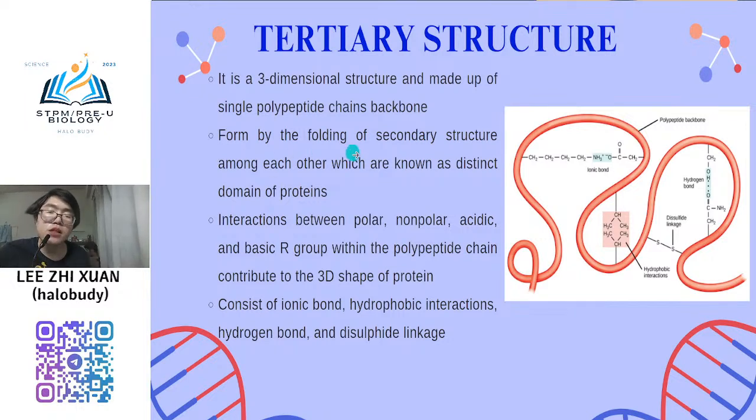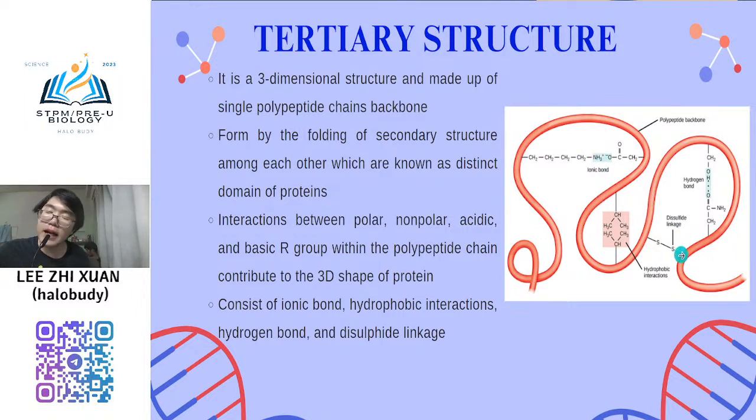So normally it's still similar to secondary structure. What happens in secondary structure also happens in tertiary structure. But there are additional interactions between polar, non-polar, acidic, and basic groups within the polypeptide chain that contribute to the 3D shape. So you see that there are a total of 4 interactions. Hydrogen bond is one, similar to secondary structure. The others are disulfide bridge, hydrophobic interaction, and ionic bond. These 3 are the additional ones.